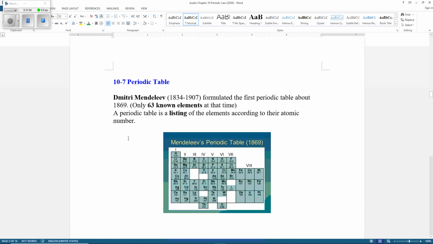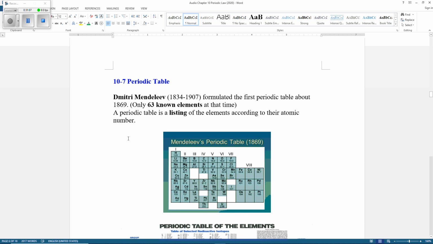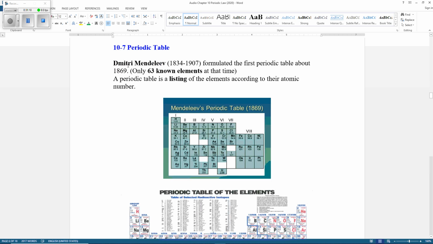Okay, so now the periodic table. The periodic table was first given by Mendeleev, the Russian scientist. So we still remember his name. Mendeleev gave the first periodic table. Well, that time is about 1869, 150 years ago, 170 years ago. At that time people only knew 63 elements.